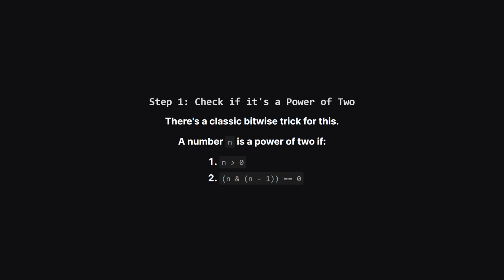And there's a famous bit manipulation trick for exactly that. A positive number is a power of 2 if, and only if, the number n bitwise and n-1 equals 0. This works because a power of 2 in binary is just a single 1 bit followed by zeros. When you subtract 1, that 1 becomes a 0, and all the following zeros become 1s. Adding them together always results in 0.